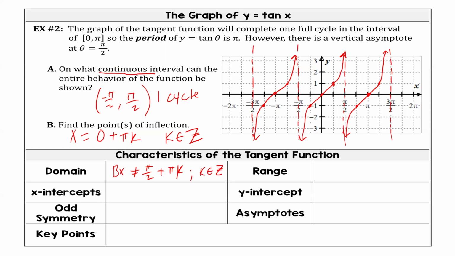But your range is obvious. What is your range? All real numbers. It goes from negative infinity to positive infinity. Your x-intercepts, what's happening with them? They're every pi. Because they're every pi, we're going to write it as pi times k. And again, k represents what? Integers. Every integer. So my intercepts are at 0, 1 pi, 2 pi, 3 pi, 4 pi, 5 pi, 6 pi.